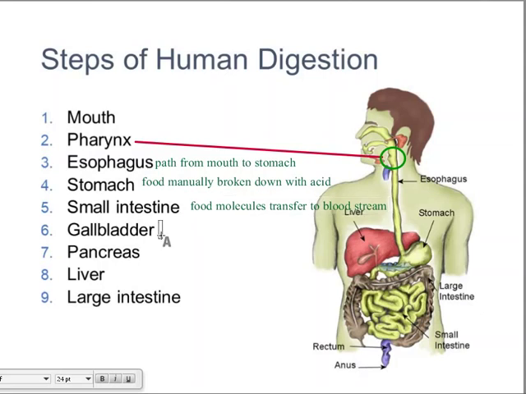The gallbladder stores bile for the liver, from the liver. So it stores bile, doesn't make bile, but it stores bile. The pancreas produces enzymes that break down carbohydrates and fats, proteins, and nucleic acids. So the pancreas produces digestive enzymes.